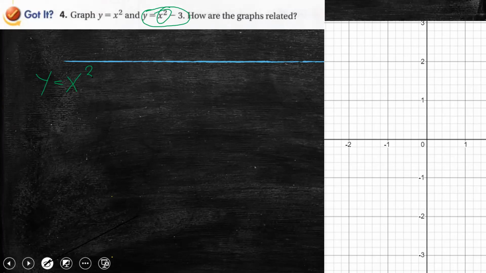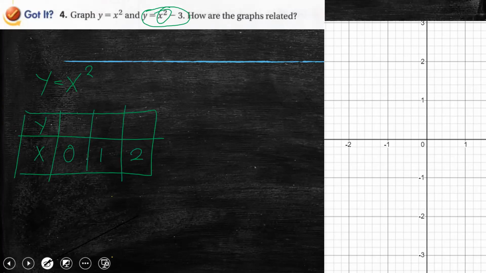So let's graph now y equal x squared. Let's make a table, x and y. I'll start here: 0, 1, and 2. For x, 0, y will be 0 squared, 0. For x, 1, y will be 1, 1 squared. For x, 2, that's 2 squared, which is 4. So this is now the parent function: 0, 0, 1, 1, and 2, 4.